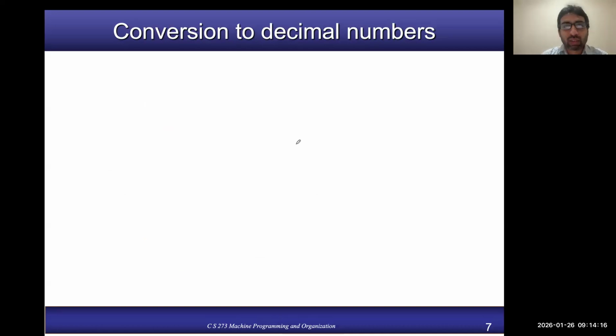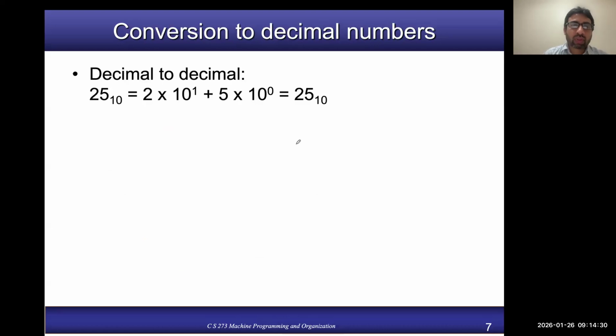So how can we convert numbers to decimal? When I say convert to decimal, this means that they are in some other system, like the binary form, the octal form, or the hexadecimal form, and we want to convert those numbers into decimal numbers. Let's first talk about how we convert a decimal number to decimal form. It is already in decimal form, but for our understanding we want to do this exercise. Let's say we have 25 in decimal form.